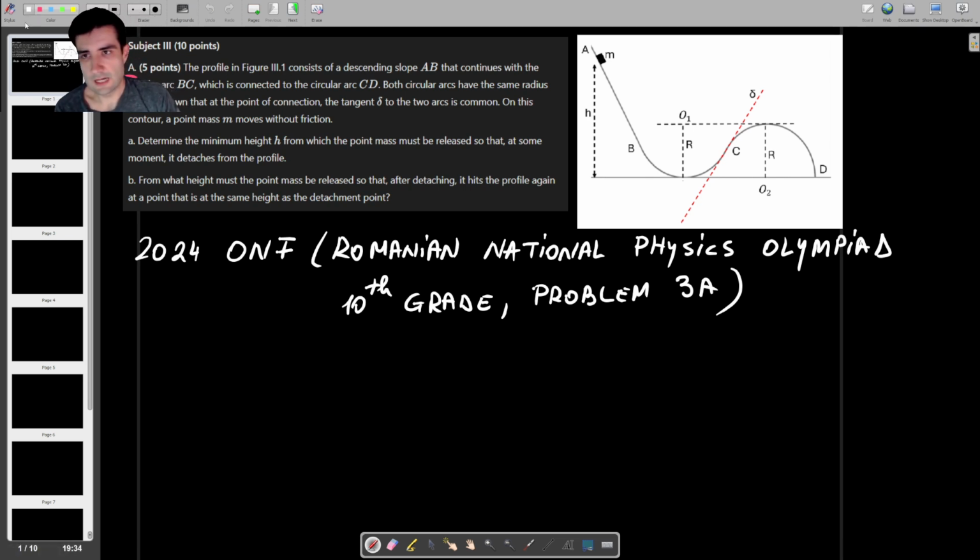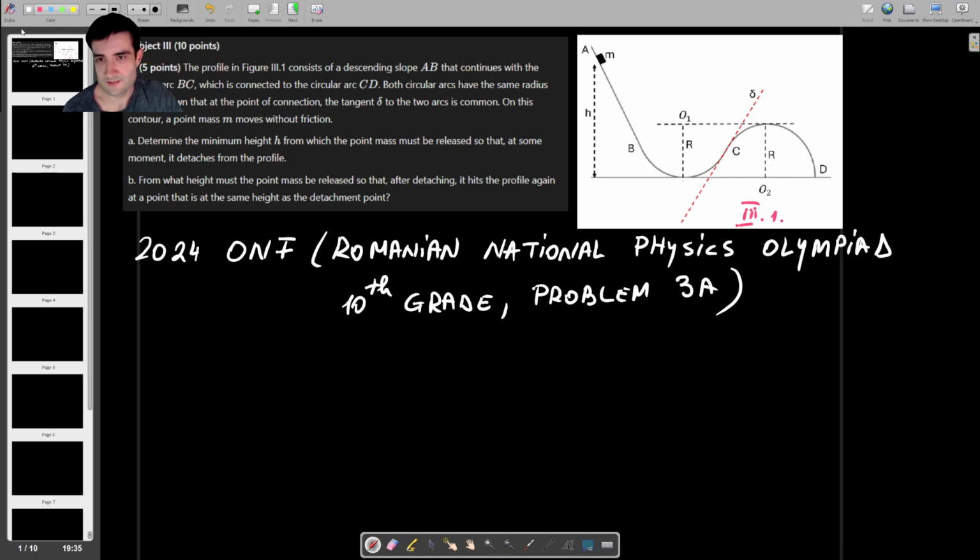So let's try to read this, let's try to understand it, and then we'll try to solve it. We're given a 2D profile from figure 3.1, which is not labeled, but it's this one here. So this is figure 3.1, which consists of a descending slope AB. And by the way, I should say that I asked ChatGPT to translate from Romanian to English because I wasn't bothered to do that myself.